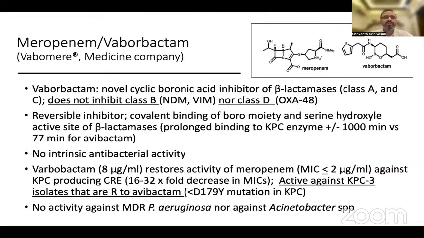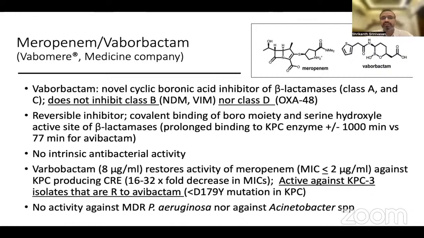Coming to this combination, meropenem-vaborbactam. Vaborbactam is a novel cyclic boronic acid inhibitor of beta-lactamase. Just because of the boronic ring, it produces a much more potent drug. It has a prolonged binding to the KPC enzyme. By itself, vaborbactam has no intrinsic antibacterial activity, but it restores the activity of meropenem by reducing the MIC levels to a manageable range. In KPC-producing CRE, there is a 16 to 32-fold decrease in MIC.